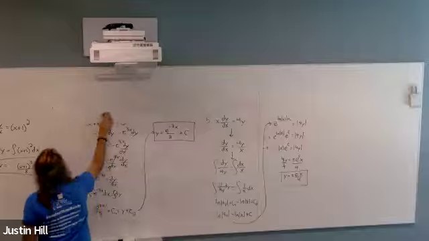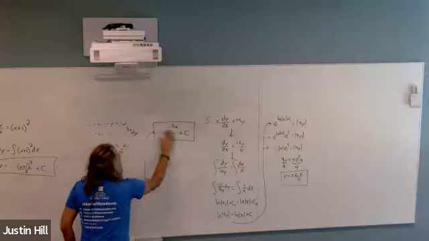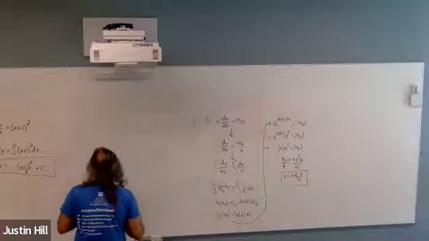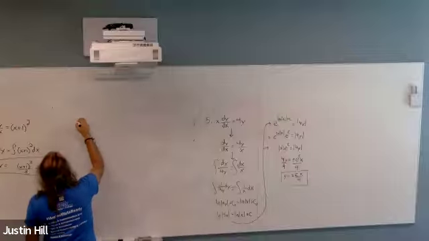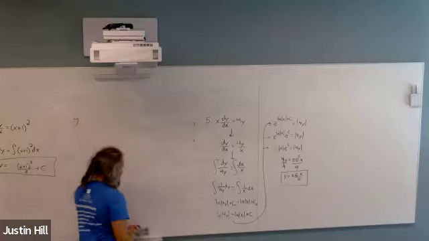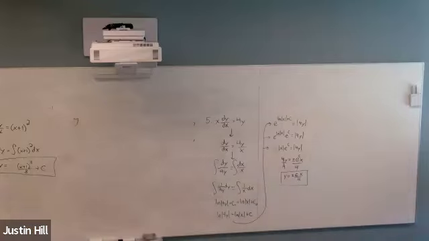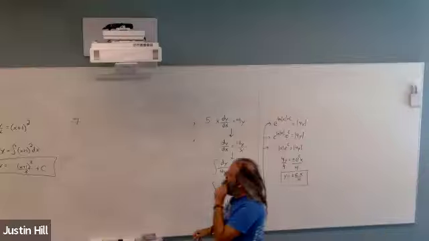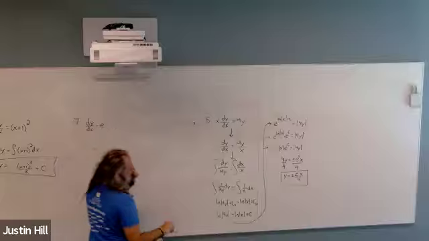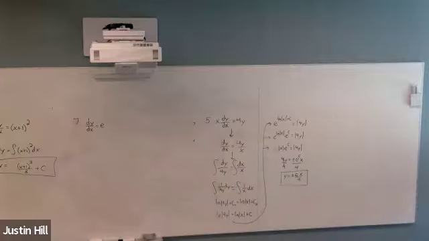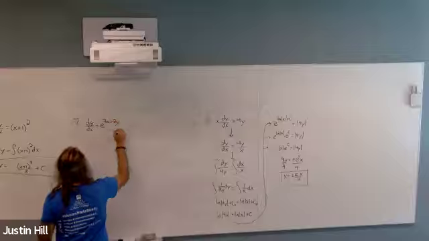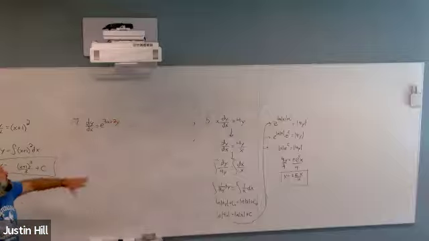Oh, sorry. Seven, so let's look at 7. dy dx equals e to the 3x plus 2y. And they're going to ask us to solve this.